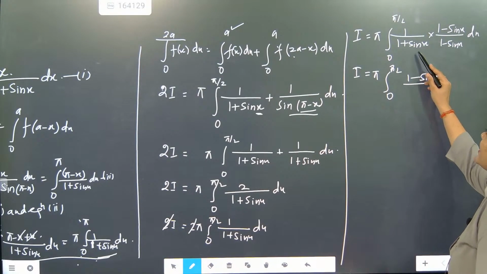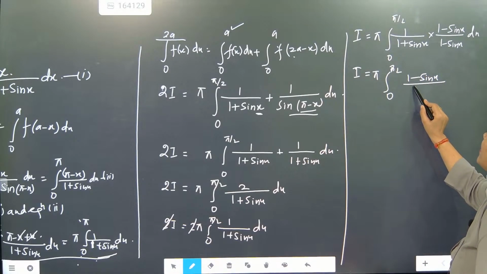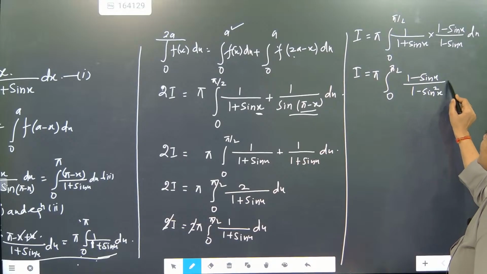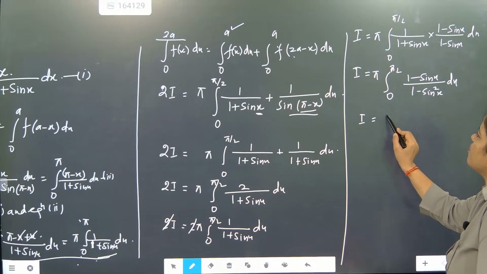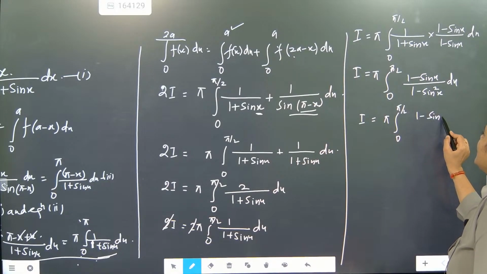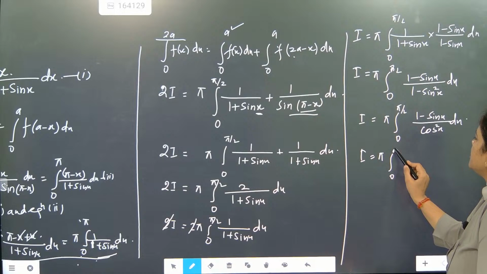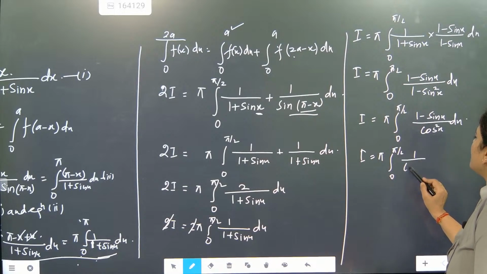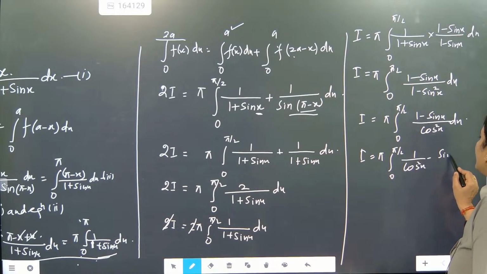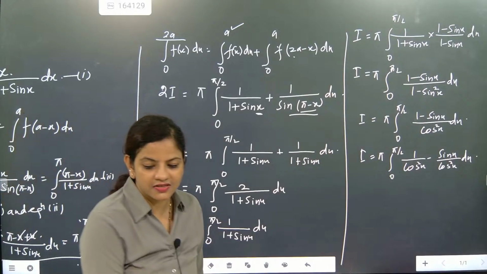1 minus sin square x. 1 plus sin x times 1 minus sin x is 1 minus sin square x, dx. So this part will become what, beta? Pi, 0 to pi by 2, 1 minus sin x by cos square x dx. I is equal to pi, 0 to pi by 2. One time it will become 1 minus cos square x, next time it will become sin x by cos square x dx. You see, this is one of the most expensive questions.